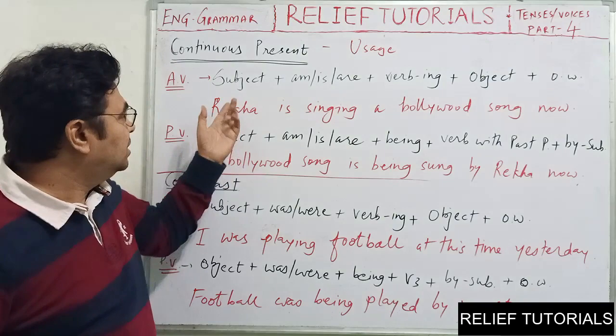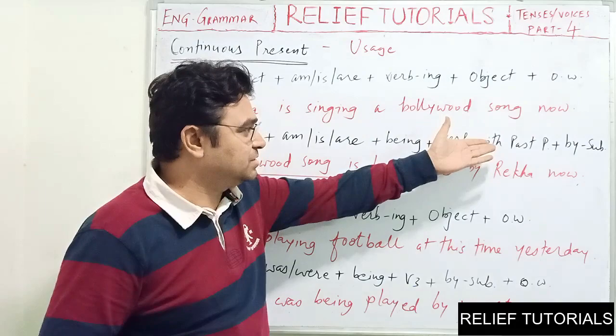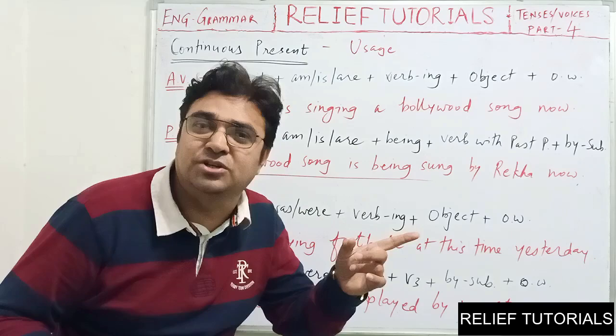Now the example: Rekha, as it is a singular noun, is. Now the verb with ing, singing a Bollywood song, that is the object. And now is what tells you the time, the adverbial. So the whole thing is, Rekha is singing a Bollywood song right now, you can just listen to her. This is the usage of the present continuous tense.